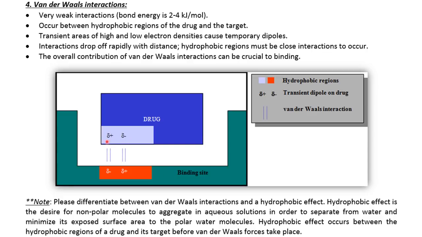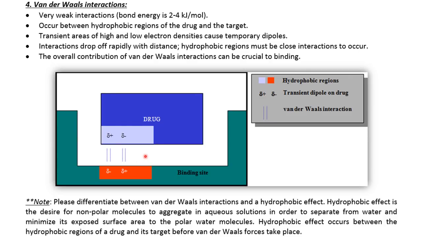The way these bonds are formed is when a transient change or a disturbance of the electron density occurs in one hydrophobic region, and another disturbance in the electron density occurs in the other hydrophobic region in the binding site. These partial positive and partial negative charges will result, and attraction occurs between the hydrophobic regions.